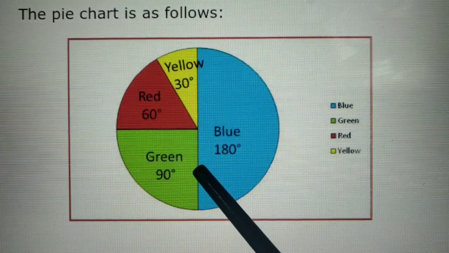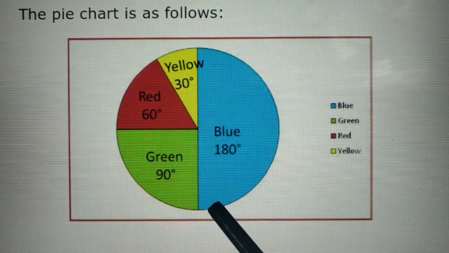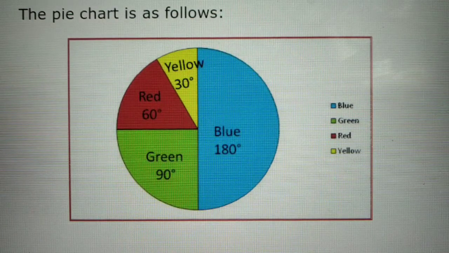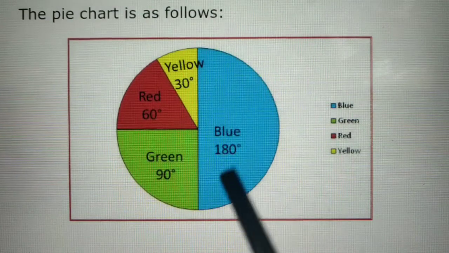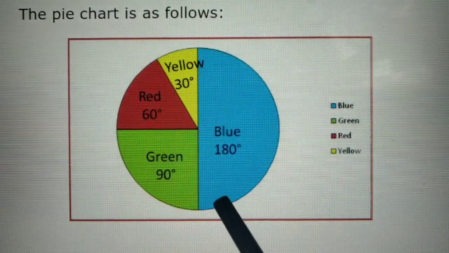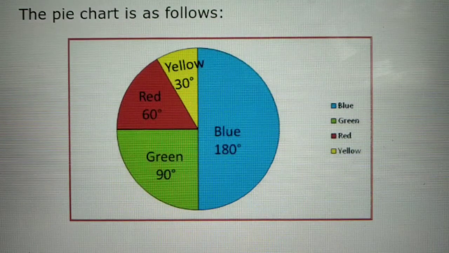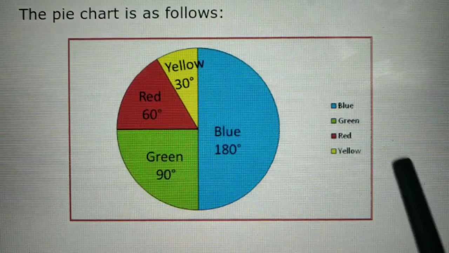You can consider this radius, and you can take the angle either in this direction or in this direction with the help of a protractor. 180 degree is actually a complete protractor angle, that is a straight angle. You can take it in this direction or in the downward direction. You can start from any radius.